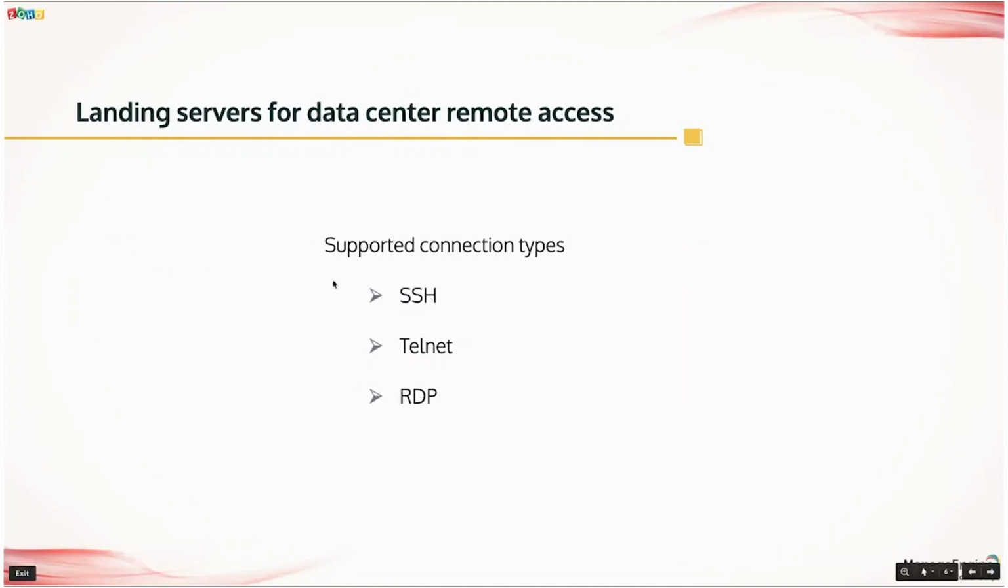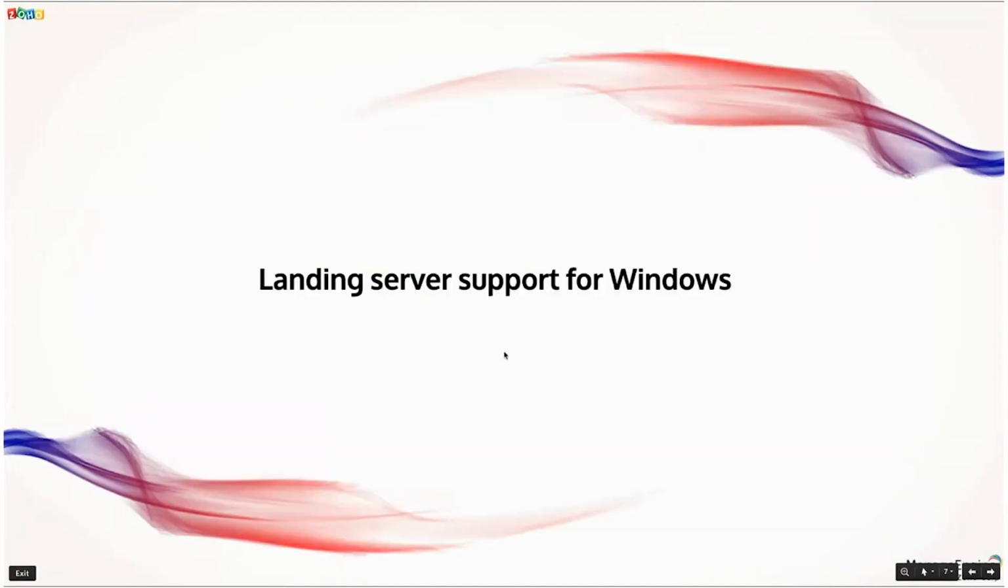Since we have seen the SSH landing servers in our previous presentation, today I'm going to focus on the Windows landing server. And this Windows landing server works with the existing SSH functionality as well. All right. So what I'm trying to refer to here is you can have the first hop as SSH and the target machine as Windows, or you can have the first hop as Windows and the target machine as SSH. So the cross functionality is very well supported.